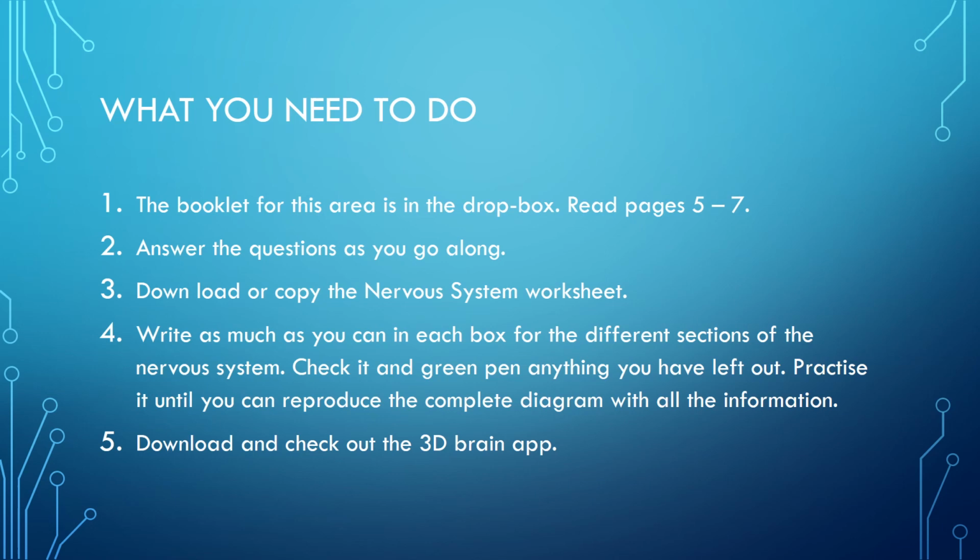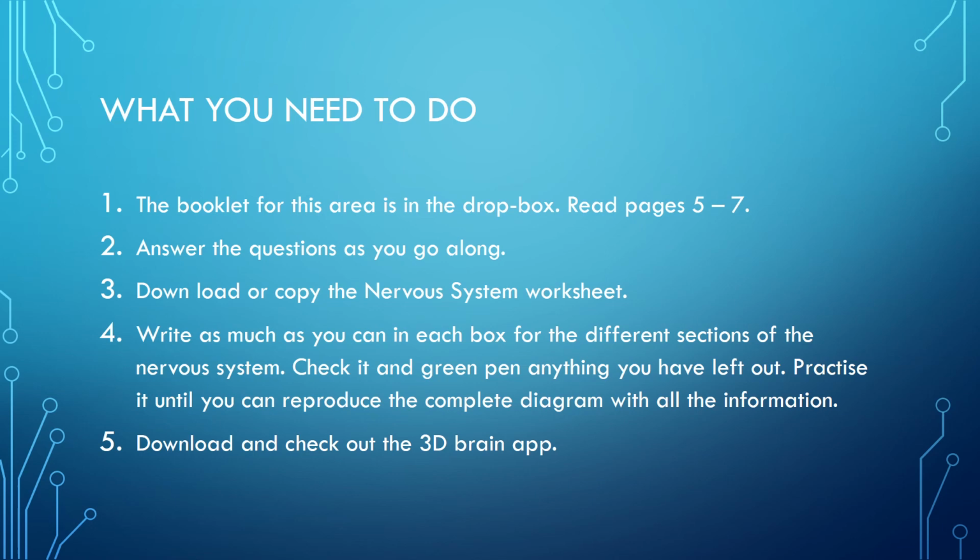So what is it you need to do? The booklet for this area is in the Dropbox. In the first instance, you need to read pages 5 to 7 in order to get all of this information in a different form. As you go through that work, there are various questions. You need to be answering those as you go along to check you are understanding all the information about the nervous system.